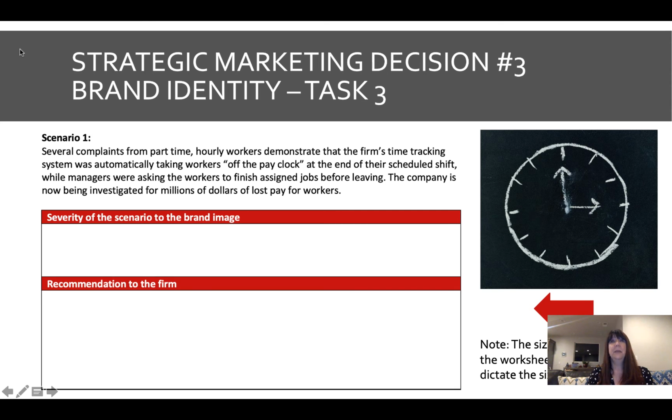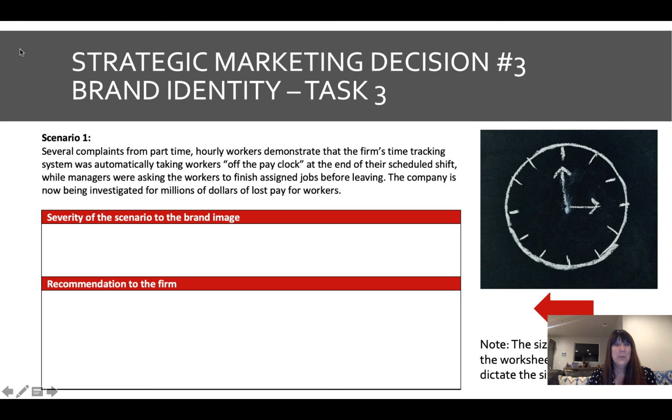You have to pay non-exempt employees or part-time employees a wage based on their hourly rate. So I want you to tell me on your worksheets, how big of a deal is this? Describe that. And then, how are you going to recommend a solution to the firm? Tell me things like, how are you going to fix the problem? Who's going to do it?